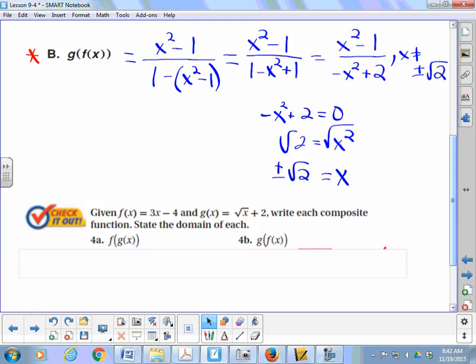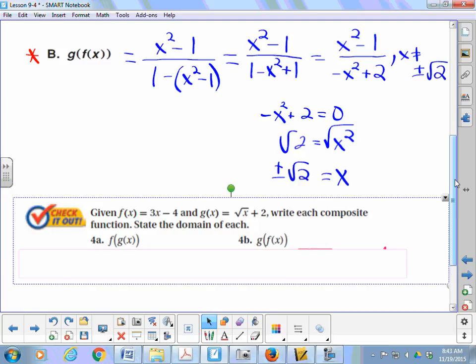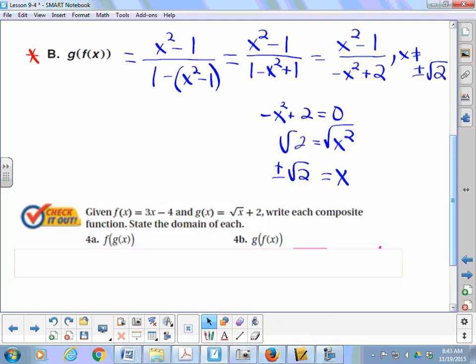All right, so the toughest part on these two is getting the correct domain. All right, so let's see how you did. So f of g of x, 3 times the square root of x plus 2.